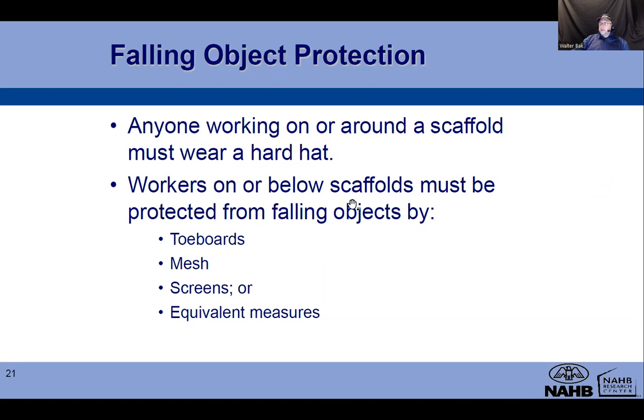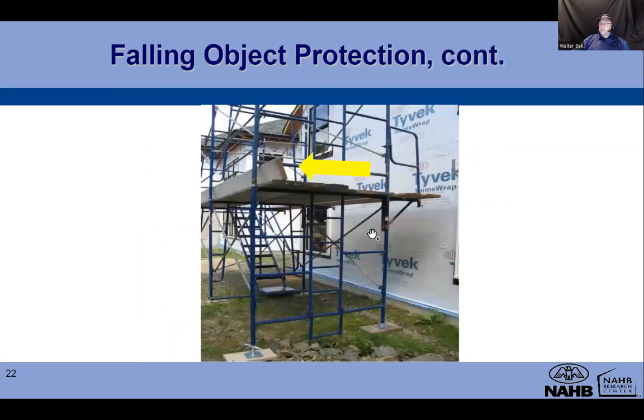Workers on or below scaffold must be protected from falling objects by, right? So aside from us wearing the hard hats, there are some other means of protecting us from falling objects. So we use toe boards, mesh, screens, or equivalent measures. All right. So let's see. This would be something that's called a toe board, right? Just like your toes.